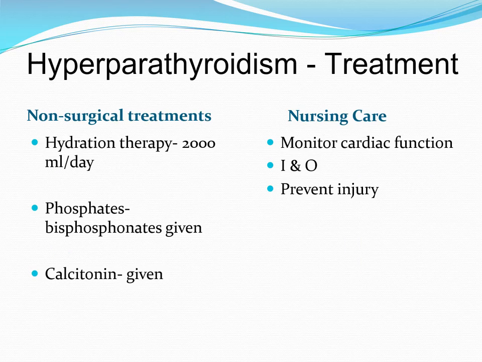Treatment for hyperparathyroidism will include the non-surgical treatments of rehydrating the patient and using isotonic saline solution. This is going to be combined with a loop diuretic that will help promote excretion of calcium through the kidneys and lower the serum calcium levels.